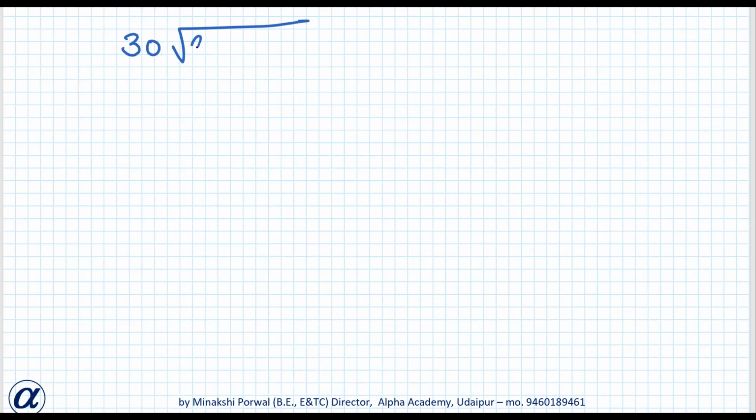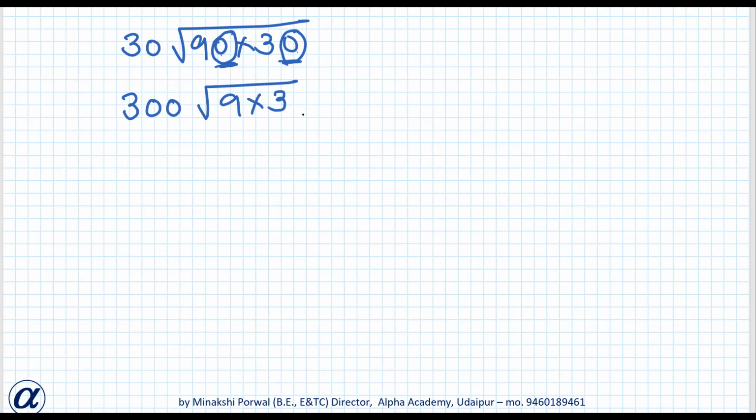Now what is left is 90 into 30. We have already seen that if there are two numbers whose unit places are zeros, instead of these two zeros I can take out one 0 outside the square root sign. Now it is 9 into 3. So 300 times square root of 9, this also I can take outside, it is 3 root 3. So the answer is 900 root 3. You can check the answer.